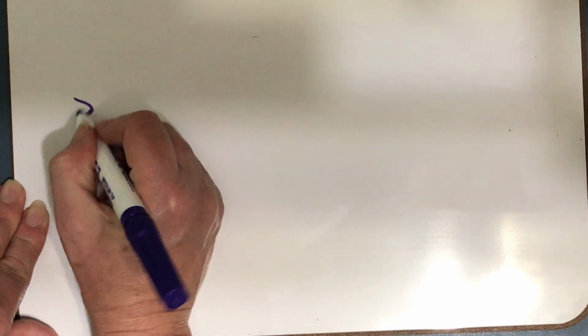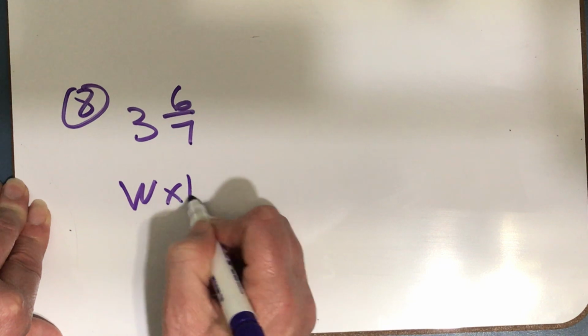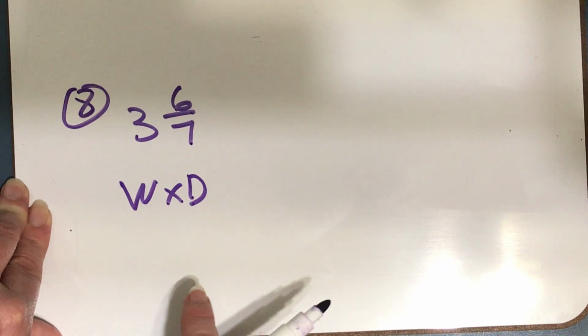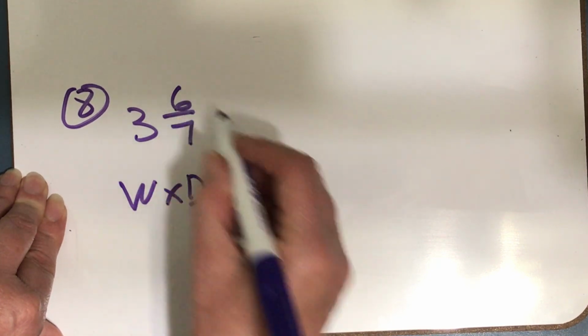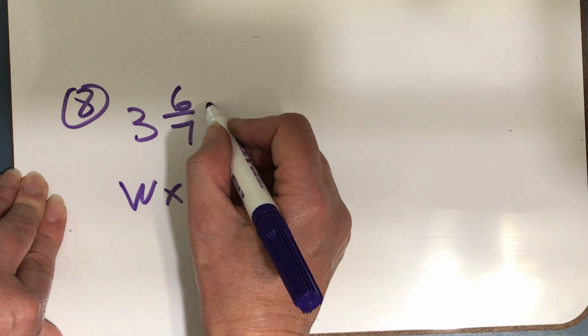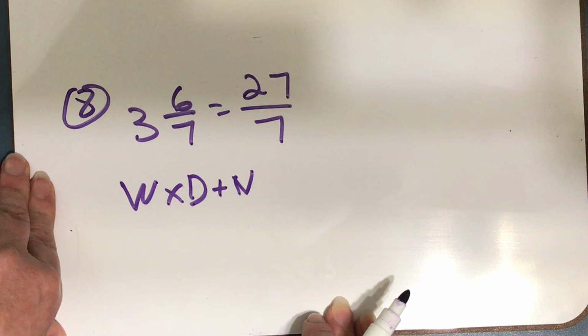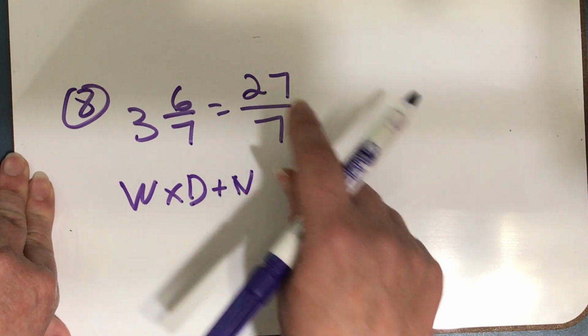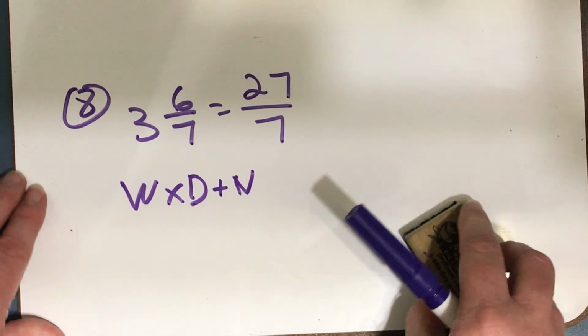So let's look at number 8. Number 8 says 3 6/7. So whole number times denominator. 3 times 7 is 21. And then plus numerator. 21 plus 6 would be 27. So this would equal 27/7. And you can check and make sure you're right, because 7 goes into 27 3 times with 6 left over. 3 6/7. Okay, so remember, whole number times denominator plus numerator. Don't change your denominator. Keep it the same.